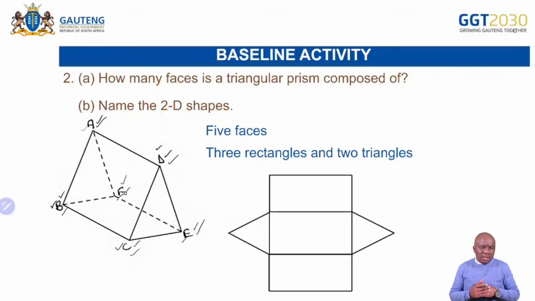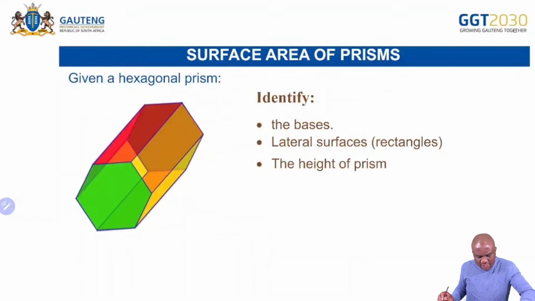of 2D shapes, of triangles, of rectangles. We know how to find those surface areas, isn't it? So it is very, very easy to find the surface area of a prism. You just find the area of each 2D shape and then we add them. Although there are formulas that we can use, I'm going to show you. Given a hexagonal prism, even for a hexagonal prism, there's a method that you can use to find the surface area of these ones.